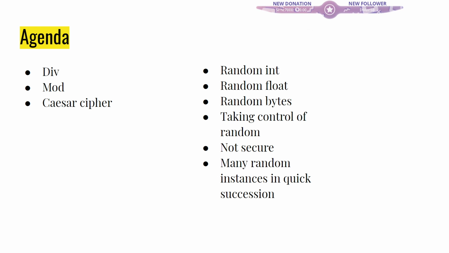What will we talk about? We'll talk about how to find even and uneven numbers. We'll talk about how to apply finding even and uneven numbers for Caesar cipher. So we'll learn how to use mod and apply it in basic encryption. We'll talk about how to generate various random things such as numbers, whole numbers, floats, bytes, strings. We'll talk about how to take control of random, how to predict random sequence of numbers, and about pitfalls that may happen if you use random too recklessly.